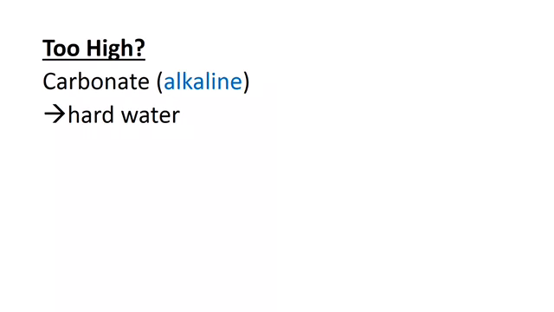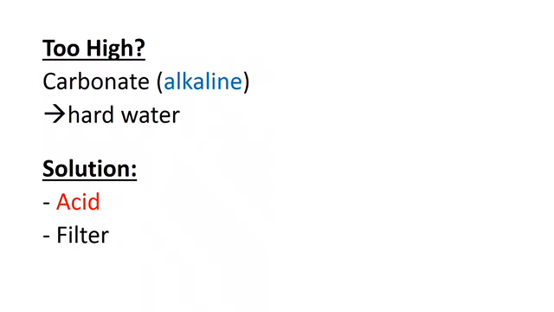The growing media for the plants is also an important factor. To solve this problem, we add acid. This brings the pH level down. Another option is a filter, which removes carbonates from the water.